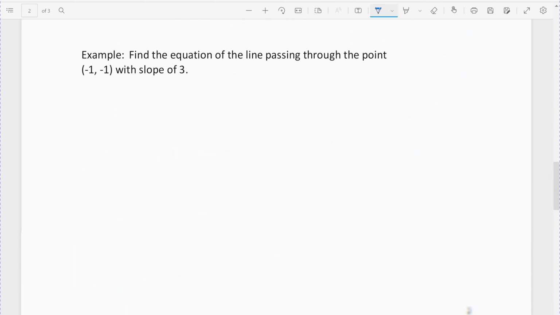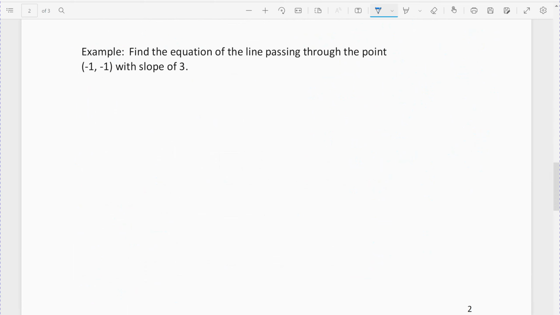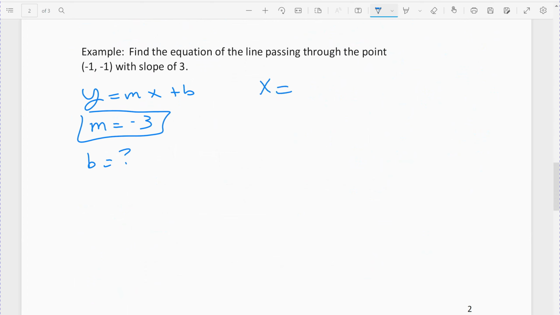Next example, find the equation of a line that passes through the point -1, -1 with a slope of 3. So again, if I want my y equals mx plus b, I was given my slope, right? I know m. What I don't know is my y-intercept. But they told me a point, right? They gave me the point -1, -1, which means when x is -1, then y is also -1.